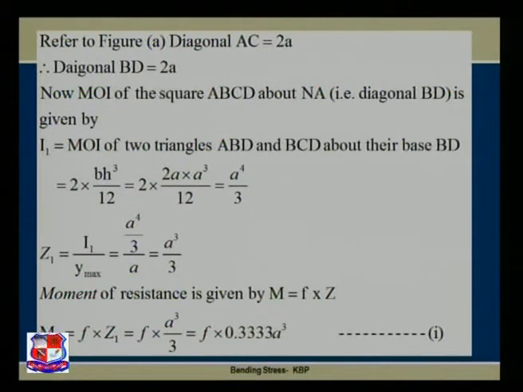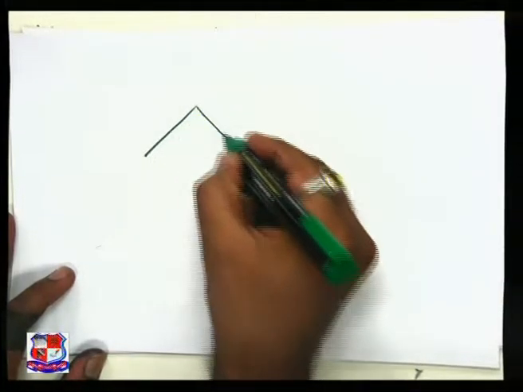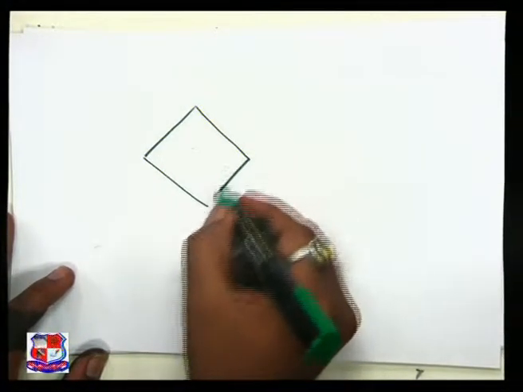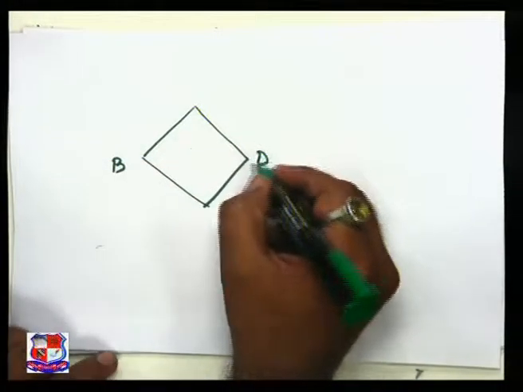Now, the moment of inertia of the square ABCD about the neutral axis, that is diagonal BD, is given by I1, which is equal to the moment of inertia of the two triangles ABD and BCD about their base BD. Let us come to the tabletop. Here, this section is given to us. This is my diagonal BD.